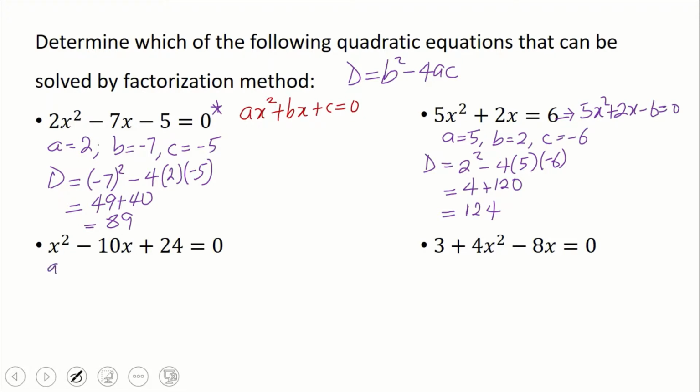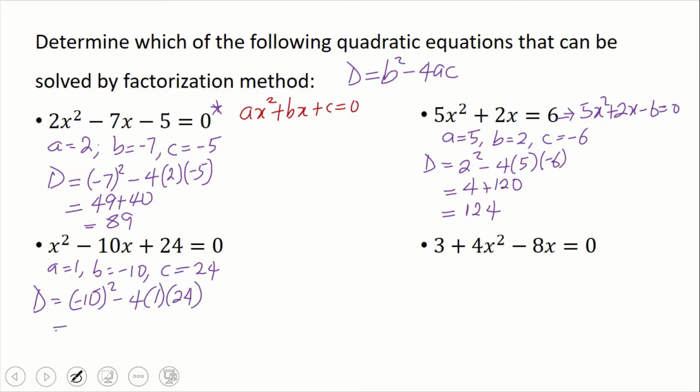Okay, let's look at the third equation, x squared minus 10x plus 24. Here the value of a is 1, the value of b is minus 10, the value of c is 24. Okay, let's substitute into the equation d, which is equal to b squared. B is minus 10 squared minus 4 times a, which is 1, times c, which is 24.